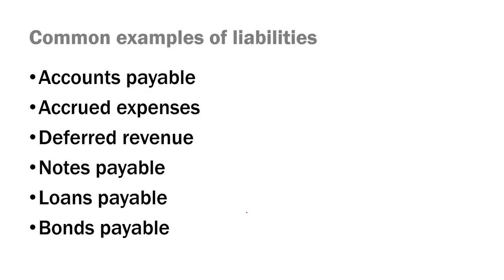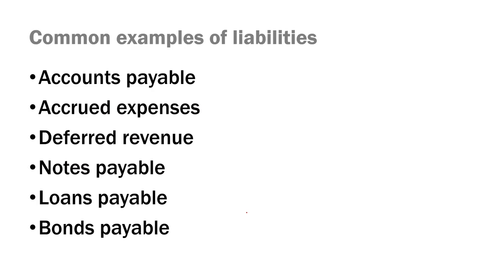Here are some common examples of liabilities. First one, accounts payable. That's the amount a company owes its suppliers for things that it's purchased in the past but hasn't yet paid for. The second, accrued expenses. These are expenses that have been incurred by the company that have not yet been paid.